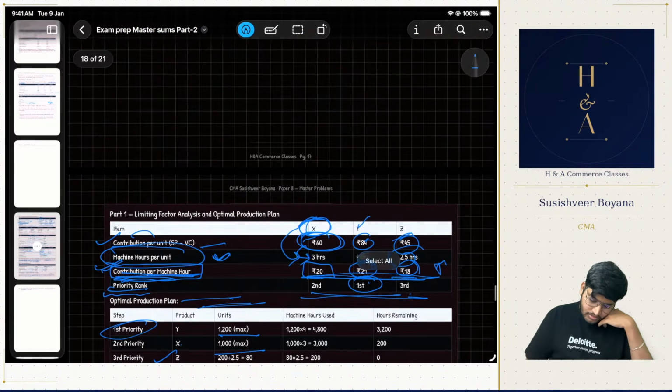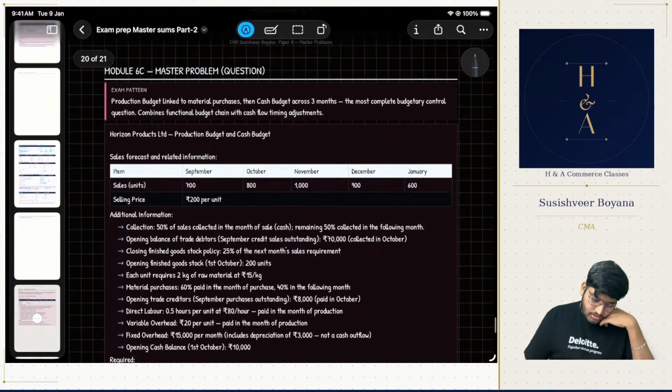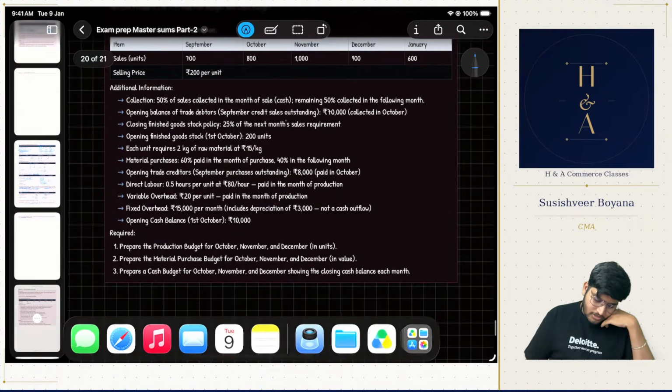This is probably for this. Not sure. This, I think, is a 6C problem. Okay, this is budget.